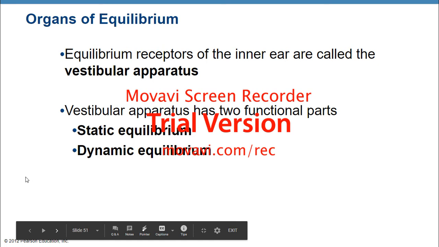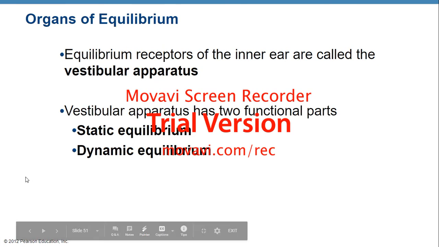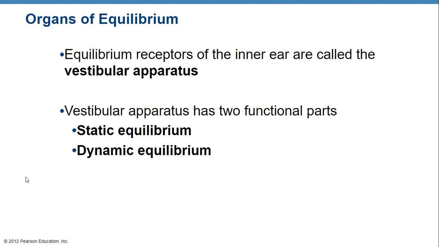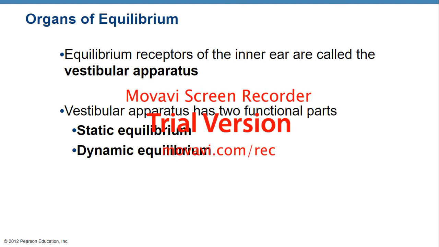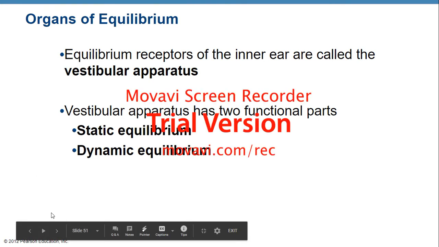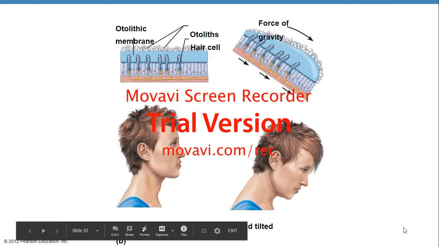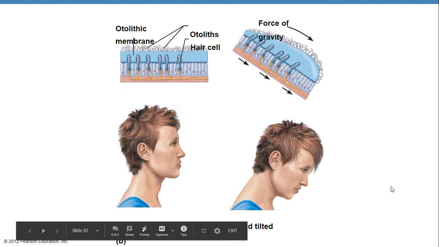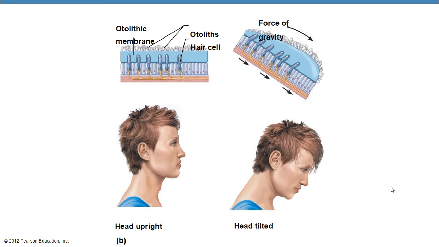All right, so equilibrium receptors, again in the inner ear, are called the vestibular apparatus. It has two functional parts: static equilibrium and dynamic equilibrium. All right, so this figure is showing you static equilibrium. Essentially, static equilibrium is going to take place in the vestibule.